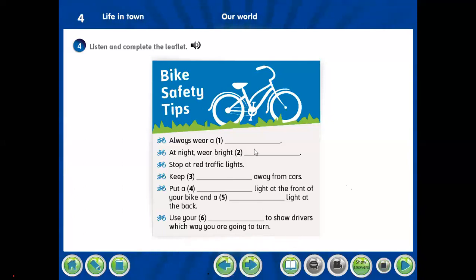Okay, remember, 1 and 2 are words you know. The 3 is a number. 4 and 5 are colors in English. And the number 6 is a part of your body. Yeah, tell me please, what number did you listen? Did you hear? Tell me. Number 2, number 3. Let's listen one more time, okay?